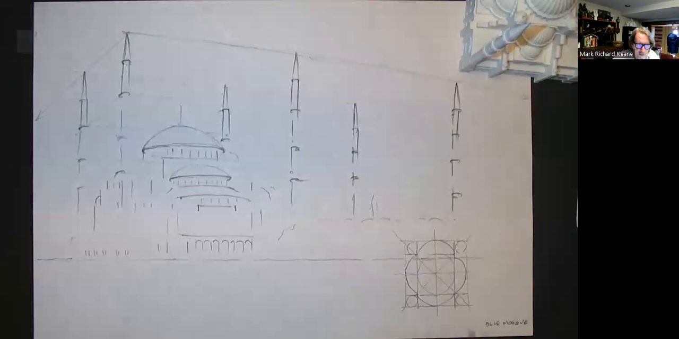The Blue Mosque is nicknamed because of the blue tiles that decorate its interior. And when the light shines through off the Bosporus, if the sky's very blue, it lights up the interior with that kind of blue haze to it.